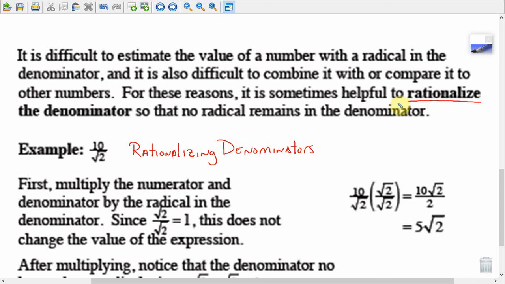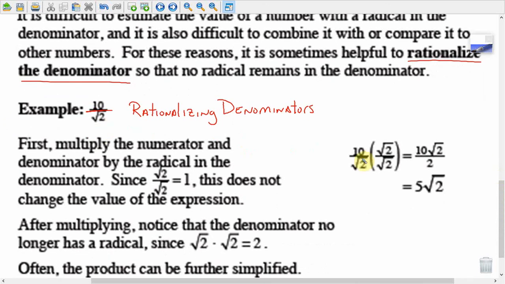So there's that phrase again. All right, so here's our example: 10 divided by the square root of 2. We're going to get rid of the square root of 2 in the denominator on the bottom. To do that, we're going to multiply the top and the bottom of that fraction by the square root of 2, so we have the square root of 2 over the square root of 2. I am allowed to do that because the square root of 2 over the square root of 2 equals 1. So we're really just multiplying it by 1, but in a sneaky way.